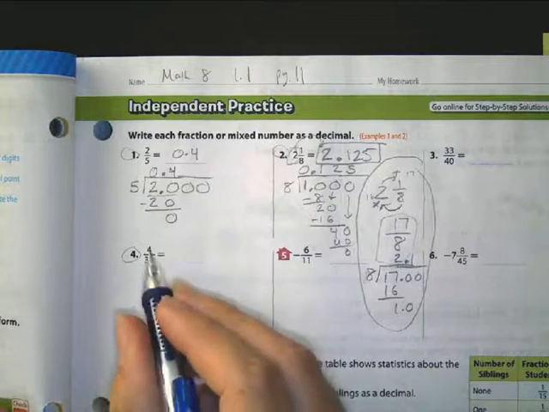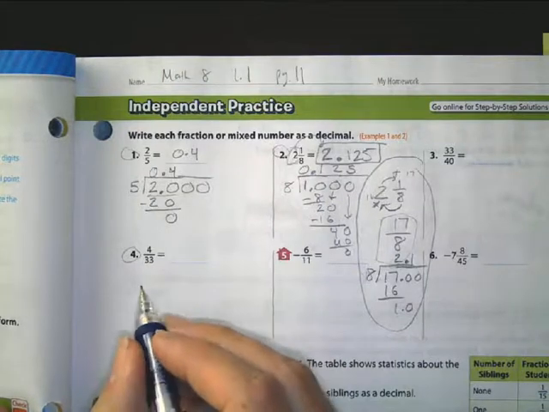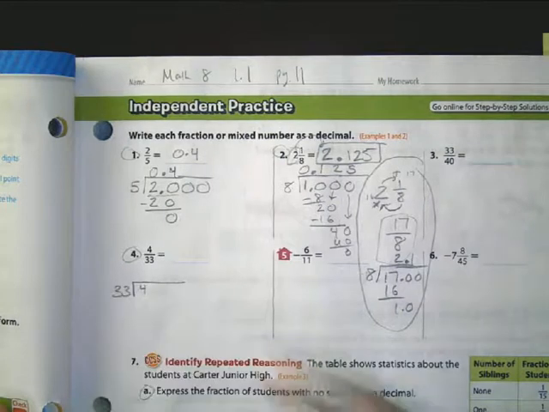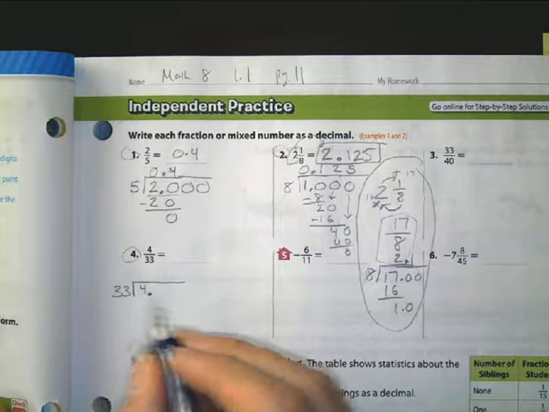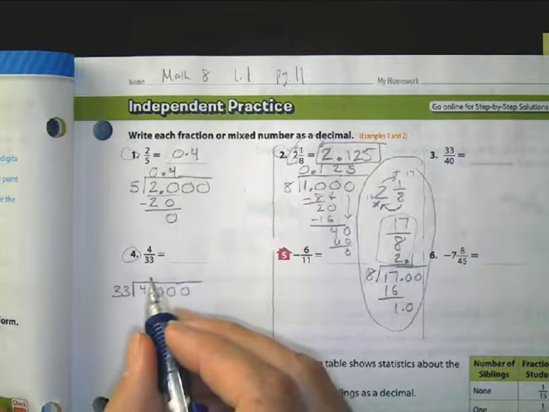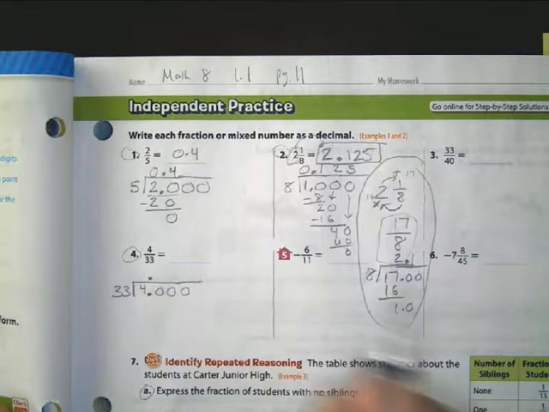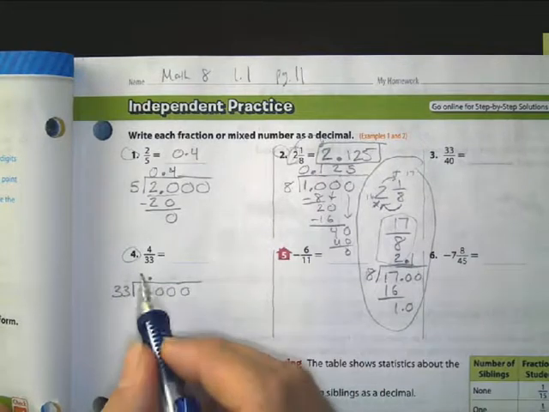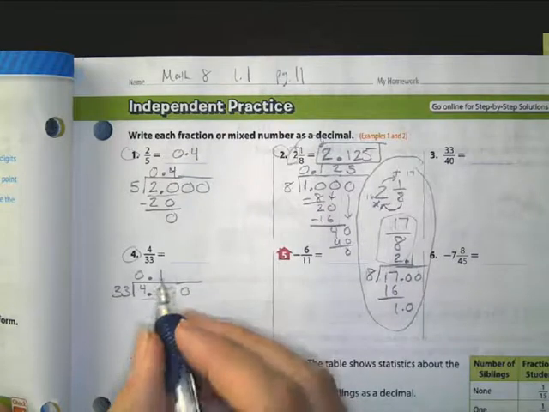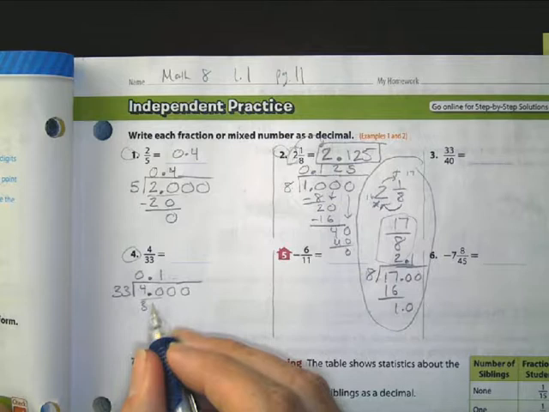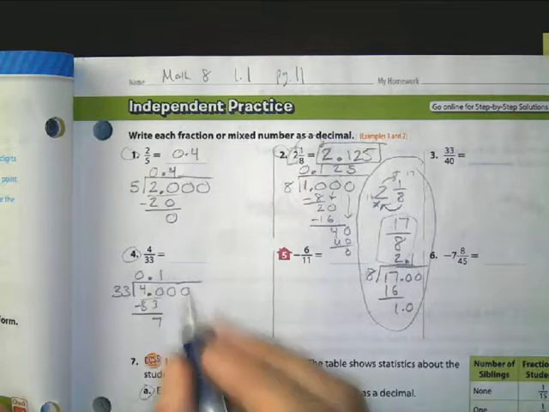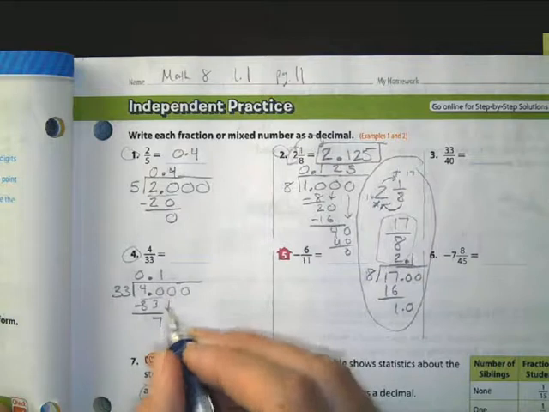I have 4 over 33, which is also going to be 4 divided by 33. So I put my decimal point in place. I'm going to add a few zeros out here. I don't know how many. And I'm going to put my satellite dish on top of my house to start off my problem. 33 goes into 4 0 times, but it goes into 40 at least one time. So I have 1 times 33 is 33. 40 minus 33 is 7. But I don't have an end point here, so I'm going to bring down a 0 and keep going.